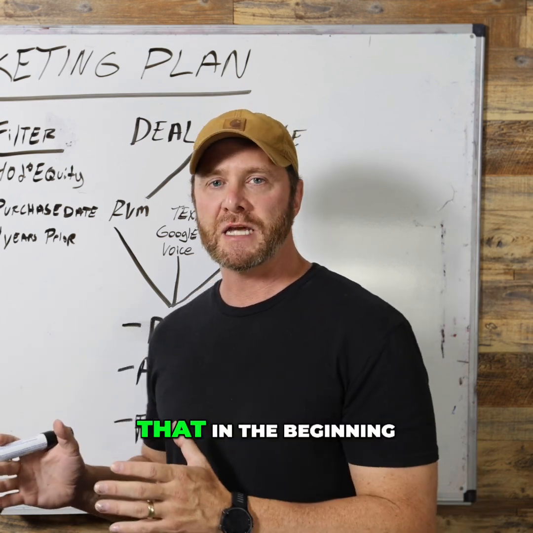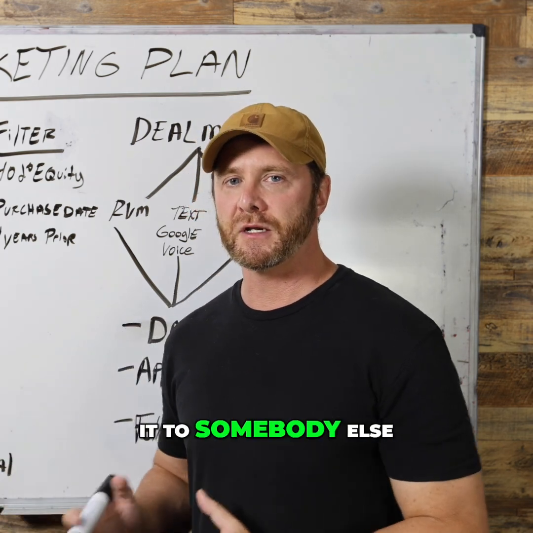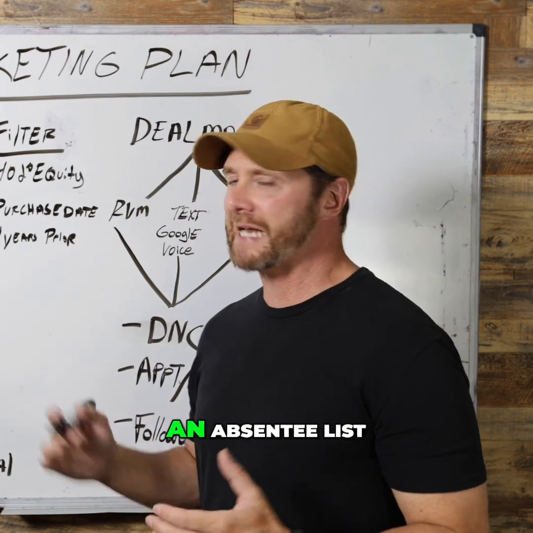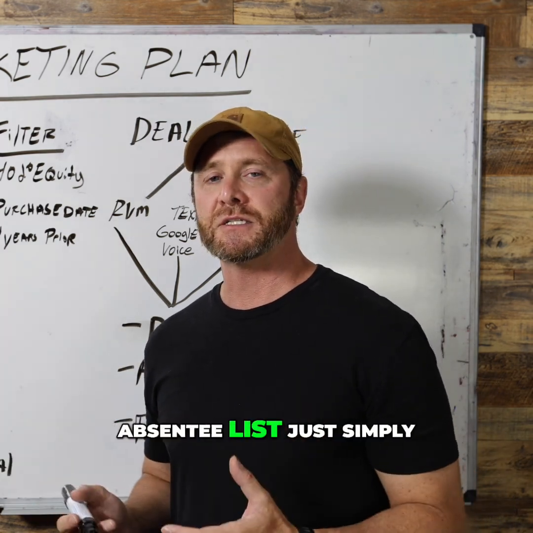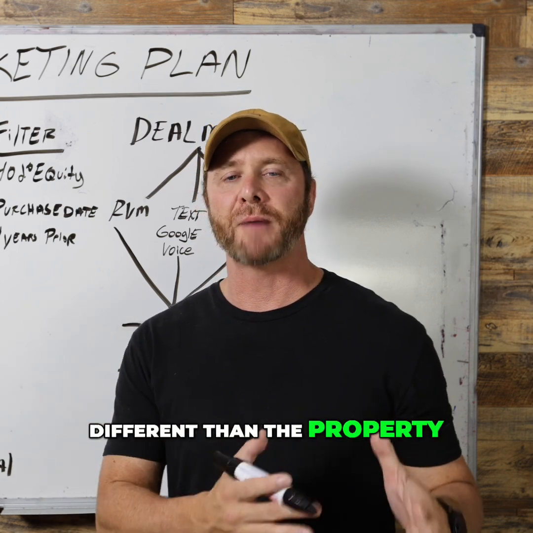You don't want to outsource that in the beginning because you're not sure what kind of work the person will do, and you need to be able to teach it to somebody else. So let's talk about the lists you need to pull. First list is simply an absentee list. Absentee list just simply means that the seller has a mailing address different than the property he lives at.